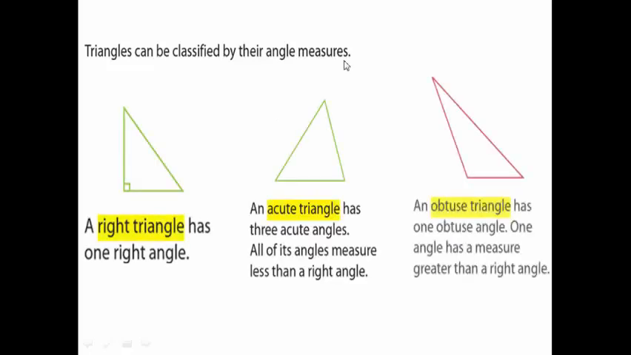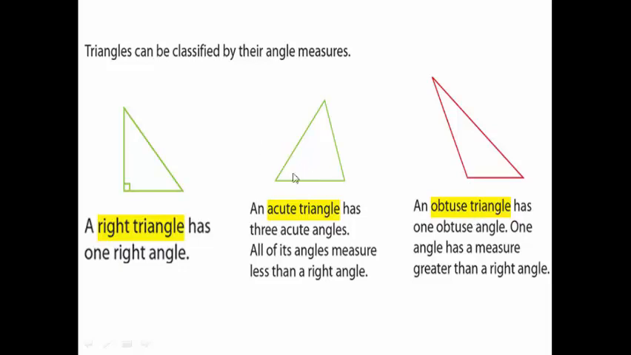Here I have three triangles, and each one is different from the other. The first one contains one right angle, and the last one contains one obtuse angle. We will call the first one, which contains one right angle, a right triangle. And the last one contains one obtuse angle, so we will call it an obtuse triangle.